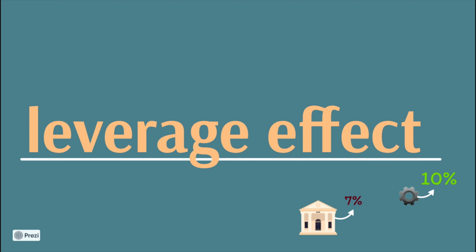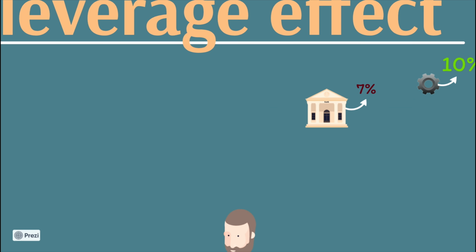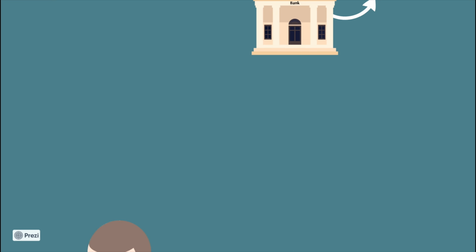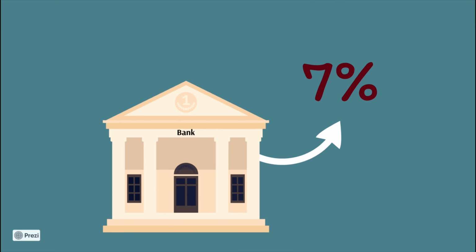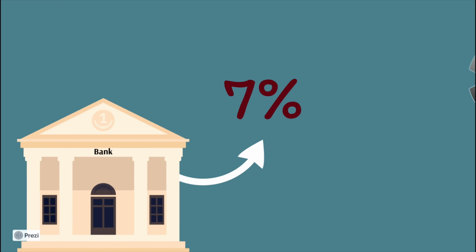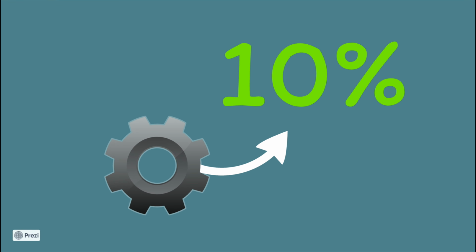Today's video covers the so-called leverage effect. Mr. Levy is planning to acquire a new production machine. Assuming that Mr. Levy plans to finance the production machine with an additional bank loan at an annual interest rate of 7%, and that the production machine enables him to achieve an annual return on total capital of 10%, the leverage effect would come into play.